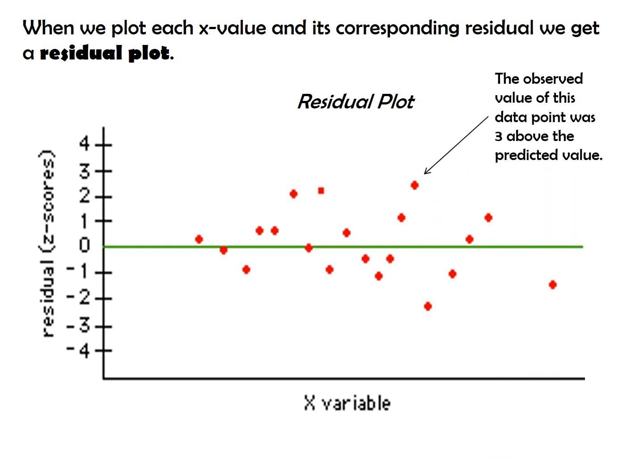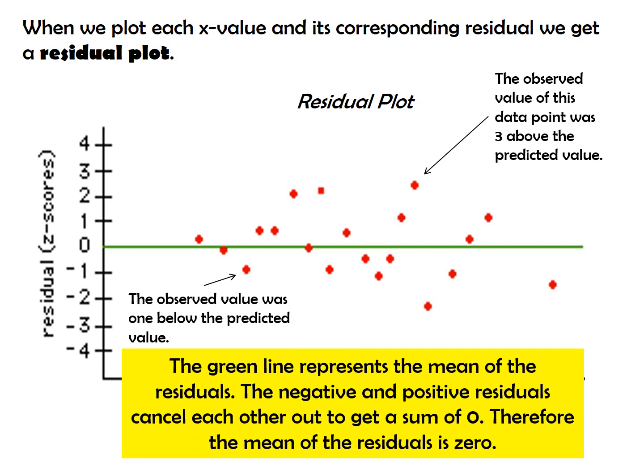What this tells us is that this observed value of this data point was 3 above the predicted value. It's a positive 3 residual. This one down here at -1 represents a value that was 1 below the predicted value. And like I said, the green line represents the mean of the residuals. The negatives and positives should cancel each other out and make a sum of 0. That way the mean is always going to be 0.